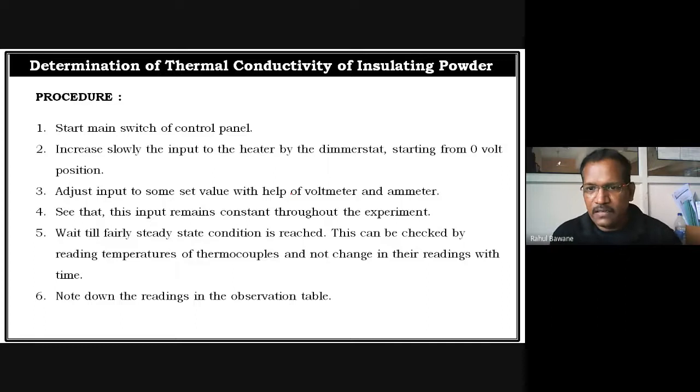Then after 30 minutes, in an interval of 10 or 15 minutes, you have to note down 3 or 5 readings. So this is our standard procedure.